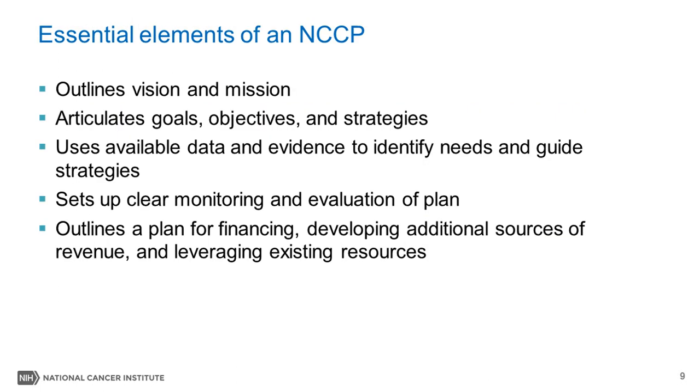Some of the essential elements of a national cancer control plan, and I know that WHO has set out an 80-point scheme for looking at this much more comprehensively, but sort of the broad outline of that is really that a plan outlines the vision and mission. It articulates clear goals, objectives, and strategies. It uses available data and evidence to identify the needs and guide those strategies. It sets up clear monitoring and evaluation of the plan, and it also outlines a plan for financing or developing additional resources and revenue, as well as leveraging existing resources.